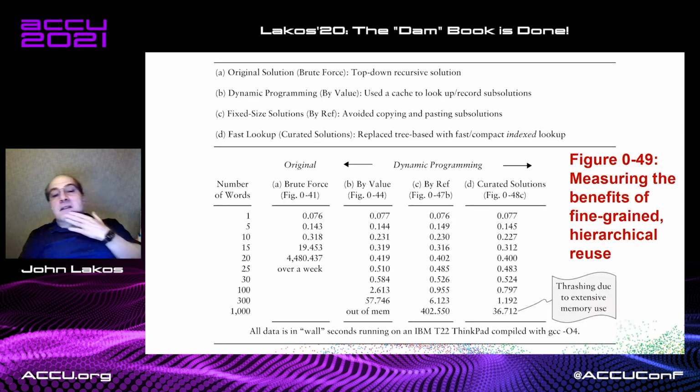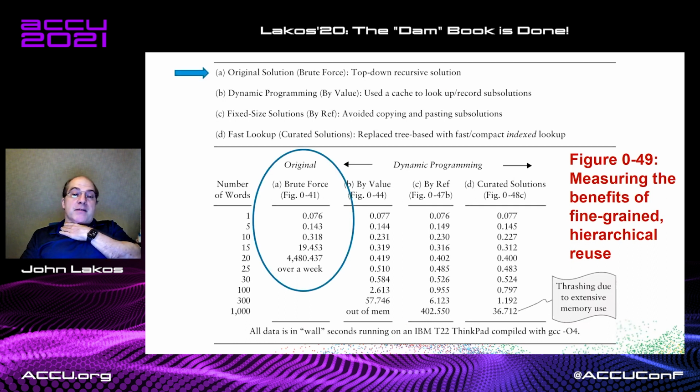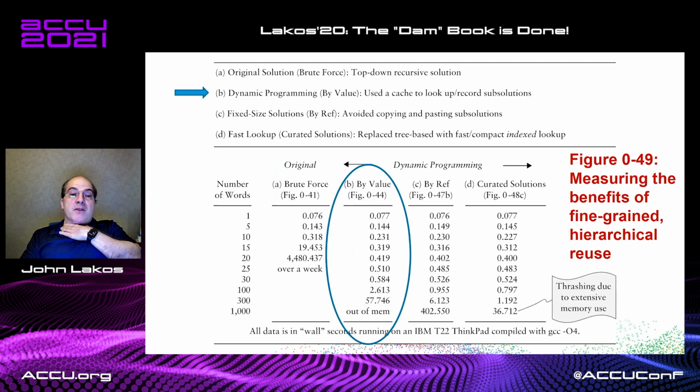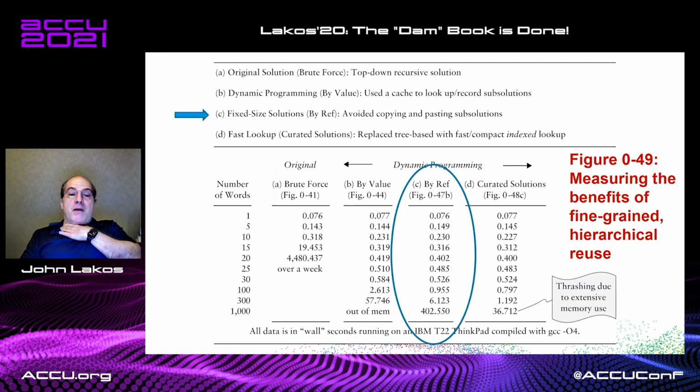So if we look at this original problem, which was intractable, the first one, which was copy-paste, the next one, which was copy-paste using dynamic programming. The third one, which is the by-reference version, so that we didn't have to do the copy-paste and we could use each solution in place.